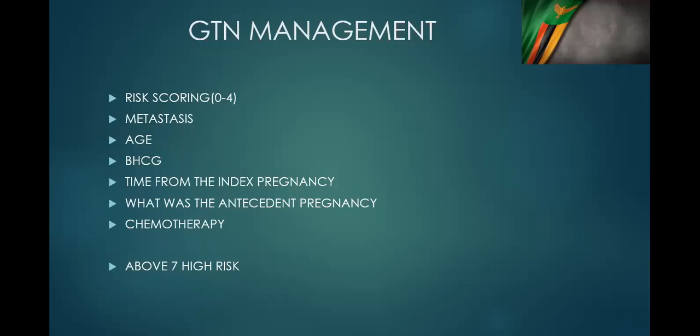Then if the pregnancy event was like a term pregnancy with a baby, then those patients would be higher risk than patients who have a molar pregnancy and then they end up with gestational trophoblastic neoplasia. And then if a patient was on chemo before and they've come back, that is also a high risk patient. So you grade all these between 0 and 4. If your number at the end is above 7, then that patient is high risk. If the number is below 7, that is a low risk.